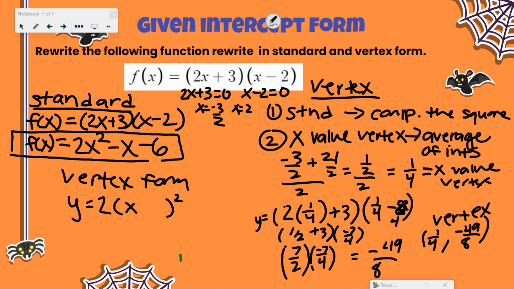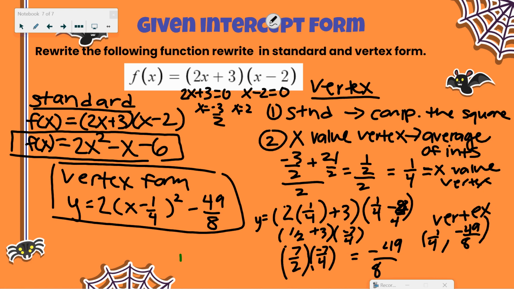And then what would go inside your parentheses, looking at your vertex? What do you see, Mithra? Minus 1/4. Good job, you went right 1/4, so it's minus 1/4. And what goes outside? 49/8. Good job. Plus or minus? It's negative, so minus. Good job. So that would be us getting into vertex form.